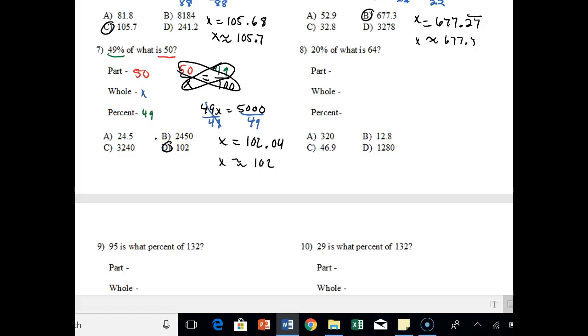So again, what does this mean? That's important. It means that 50, the part, is 49% of 102, and that makes sense, right? Just think about it, right? If it was 100, 50 would be 50% of 102, but because 102 is a little bit higher, 50 is a little bit less than half. Half would be 51, so 50 is 49%, one percentage point less than half, okay?